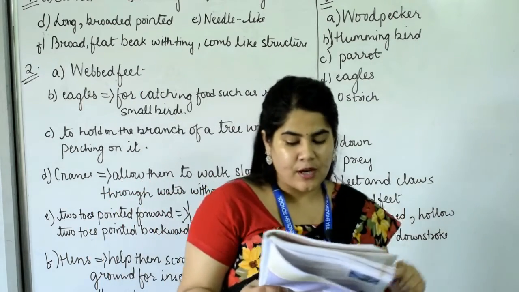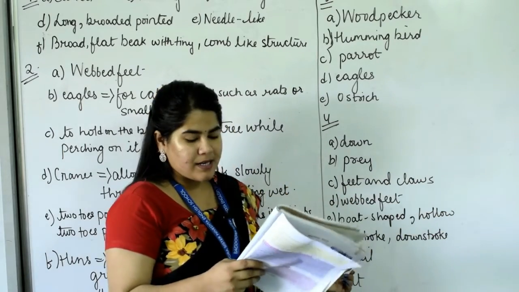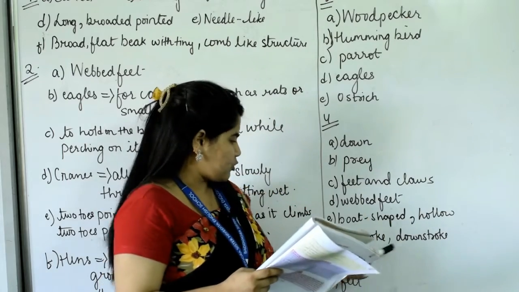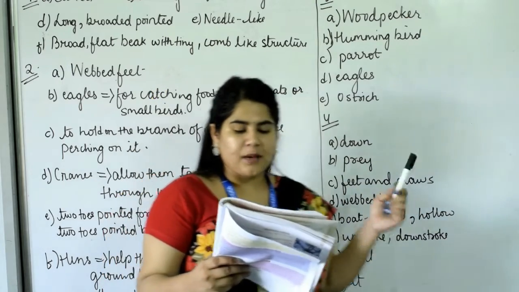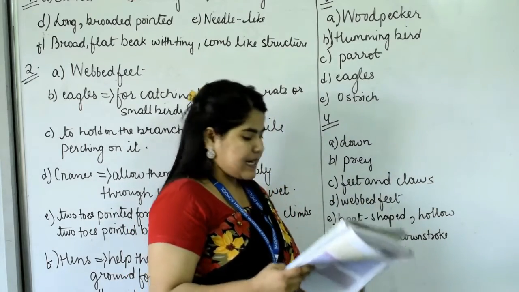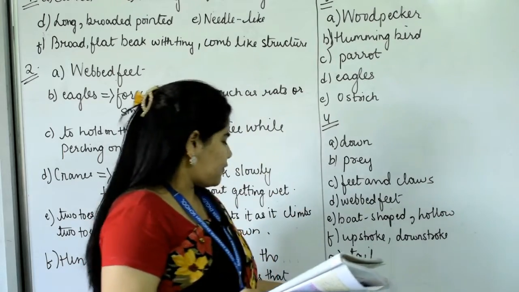Number F, moving of the wings upward and backward is called upstroke movement. Moving of the wing downward and forward is called downstroke movement. Number G, the tail of a bird helps to change direction while flying. Tail. The ostrich can fight with its feet.